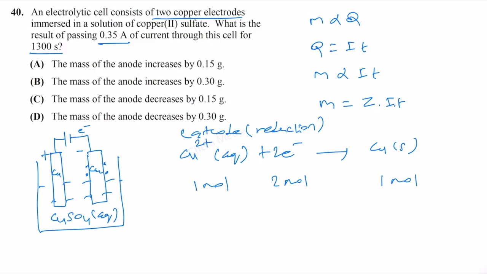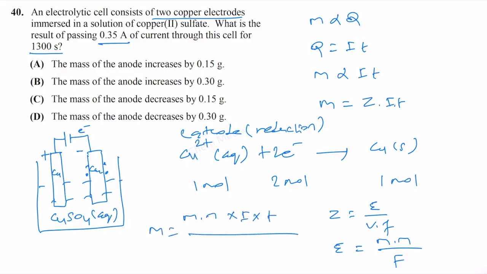That's the stoichiometry here. Z is equal to equivalent mass divided by Faraday constant. Valency factor in this case is 2 and equivalent mass is equal to molar mass divided by valency factor. Therefore, mass is equal to molar mass times current times time divided by valency factor times Faraday's constant. So let's figure out the mass.